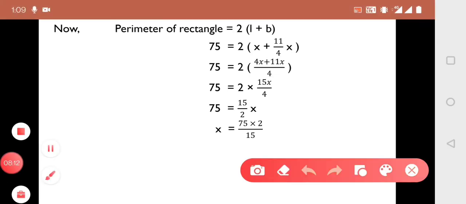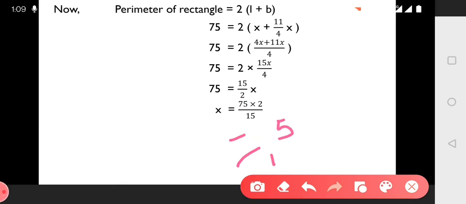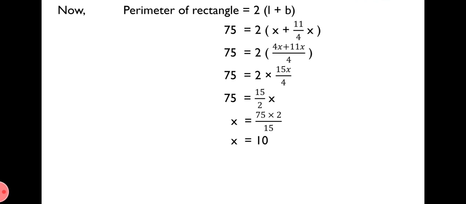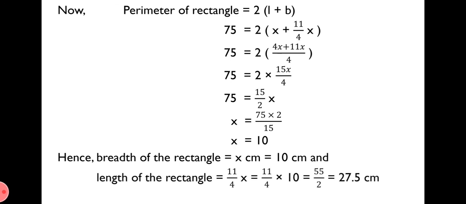Here we can reduce again, because 15 ones are 15 and 15 fives are 75. So x equals 5 multiplied by 2, that is x equals 10. Now the breadth of the rectangle, which we supposed as x centimeters, is 10 centimeters, and the length is 11 upon 4 x. Putting the value of x, that is 11 upon 4 into 10, equals 55 upon 2, that is 27.5 centimeters. So the breadth of the rectangle is 10 centimeters and the length is 27.5 centimeters.